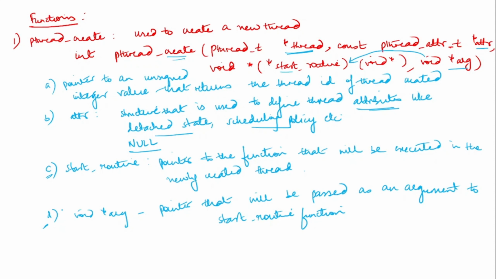And if successful, what does this function return? This function returns 0 on success. Also, the thread object is updated with the thread id of the newly created thread, because the first pointer returns the thread id of the thread. So on success it gives you 0 as well as the thread id.